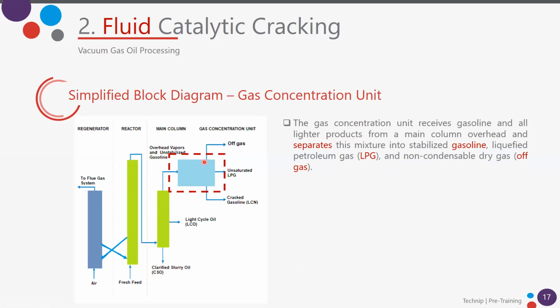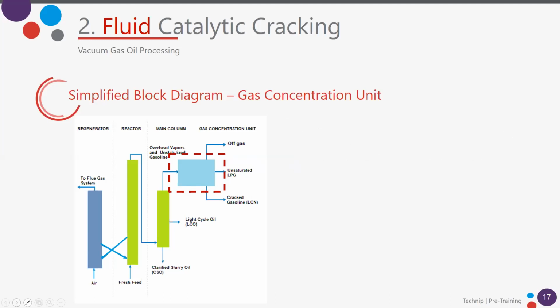So here we have an absorption and separation process, and then we have this off gas that we will send to the fuel gas. We have this unsaturated LPG that we will send to the polynaphtha unit, and we will have our main product, that is the cracked gasoline for the gasoline pool.